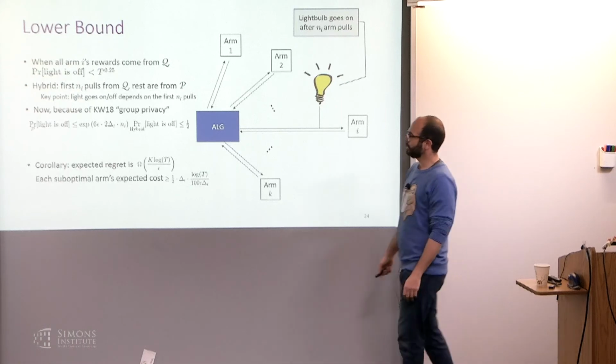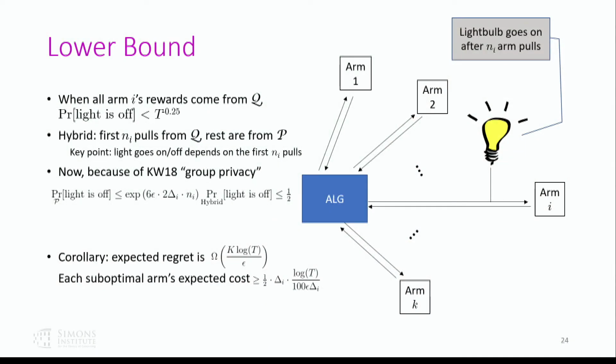Okay? Basically, it says that my expected regret has to be k log t over epsilon, because with probability of at least a half, the light goes on. I pulled it at least n_i times, and each of these n_i times I incurred an expected regret of delta i. And that holds for each and every suboptimal arm.